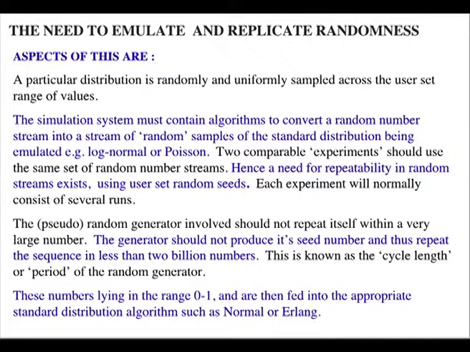Each experiment will normally consist of several runs. The pseudo-random generator involved should not repeat itself within a very large number. The generator should not produce its seed number and thus repeat the sequence in less than 2 billion numbers. This is known as the cycle length or period of the random generator. These numbers lying in the range 0 to 1 are then fed into the appropriate standard distribution algorithm such as normal or Erlang.